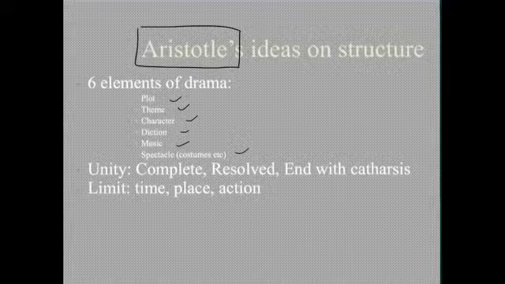All these things had to come together and form what he called the three unities. It was really crucial that the play should be complete, it should be resolved, and it should end with some kind of cathartic revelation where the characters learn something about themselves. In order to achieve that, the play had to have three types of unities.